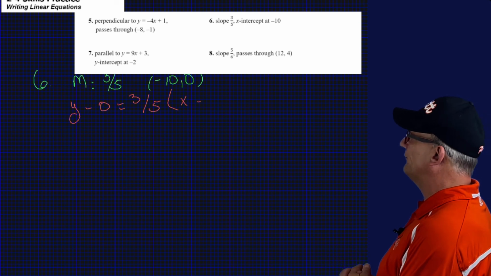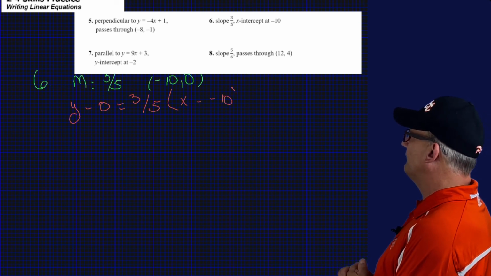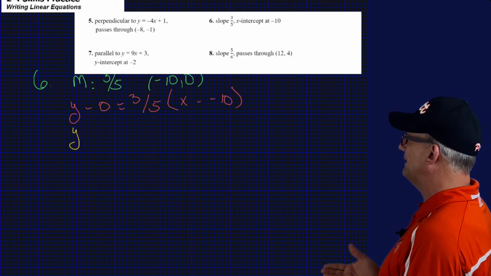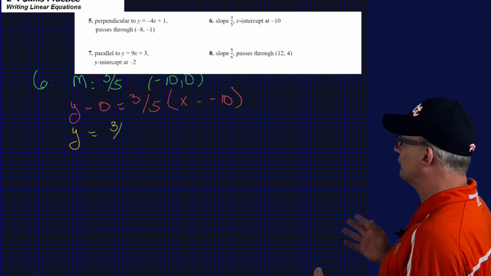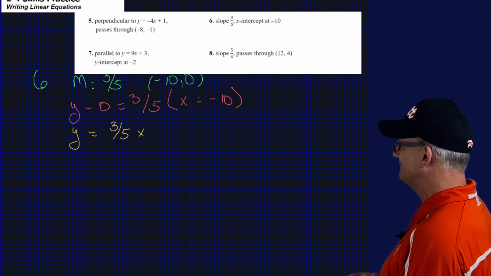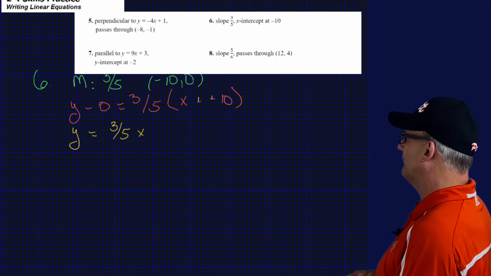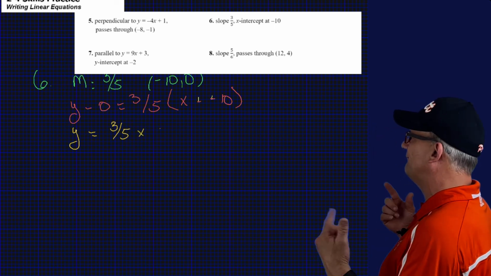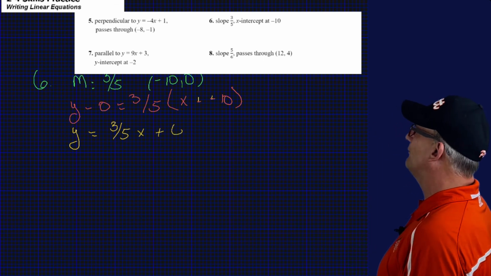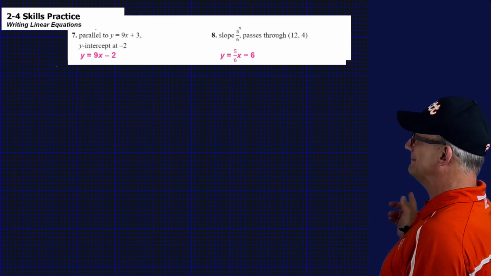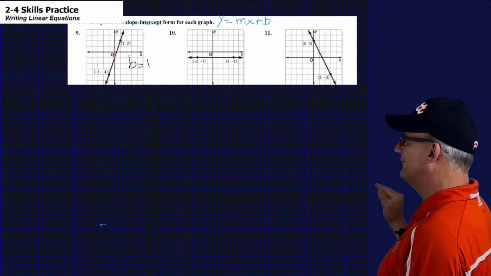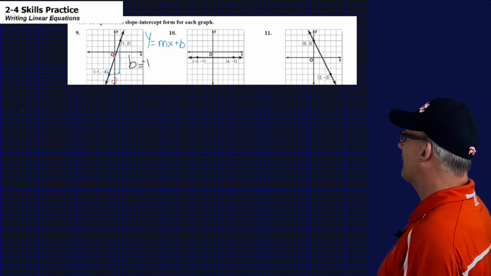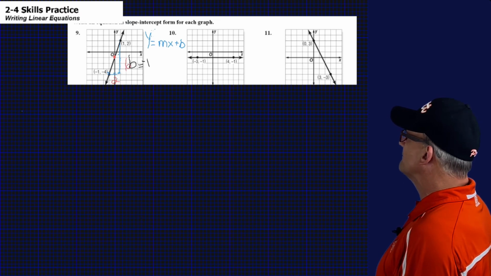We have y minus 0 equals 3/5 in parentheses, right? X minus a negative 10. Keep in mind your integer rules, that's going to be plus 10, right? And we're going to have 3 times 10 is 30, divided by 5 is 6. So y equals 3/5 x, right? Plus 6. Okay, let's go on to number 9.